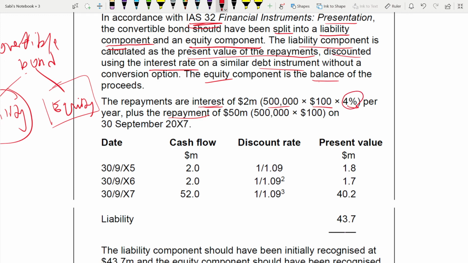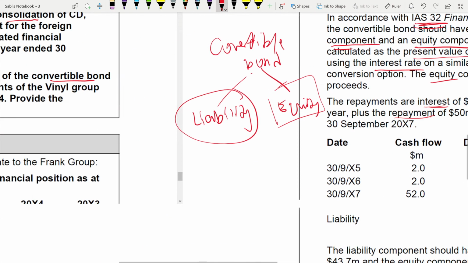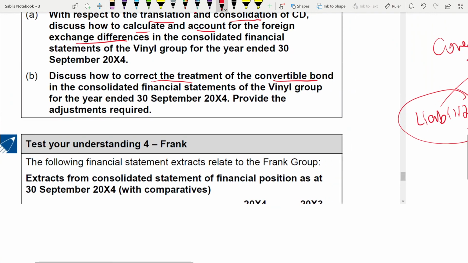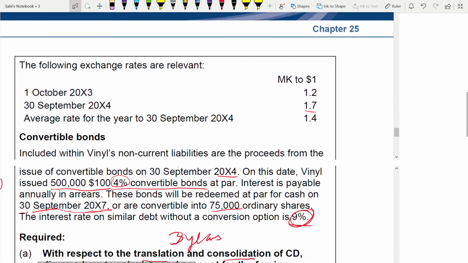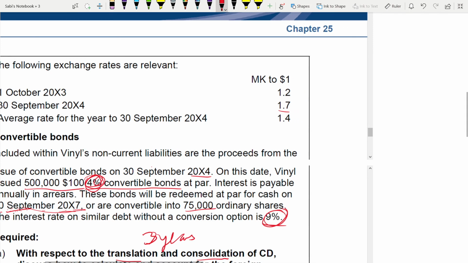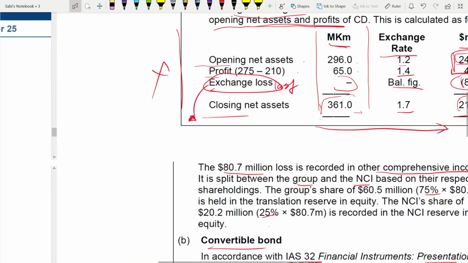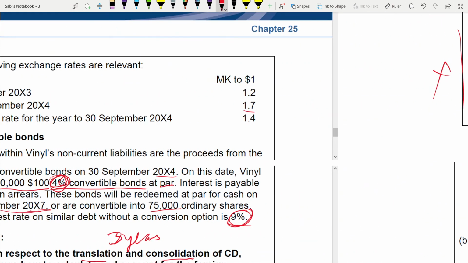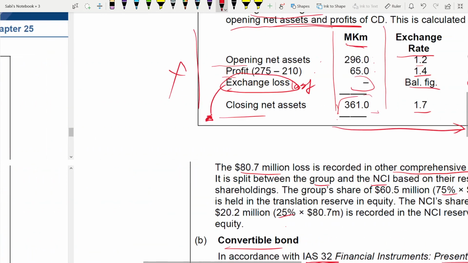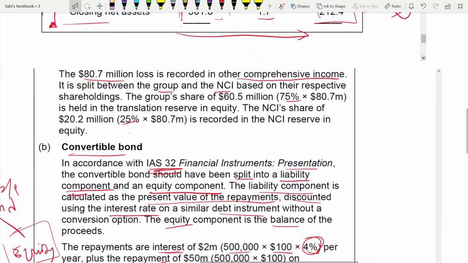When you're finding interest, you are using this 4%. It will be given right next to it only. 4% convertible bond at par. At par means there are no premium or discount. Sometimes they offer it at premium and discount. Okay, that is another story, that we are not going to cover here.